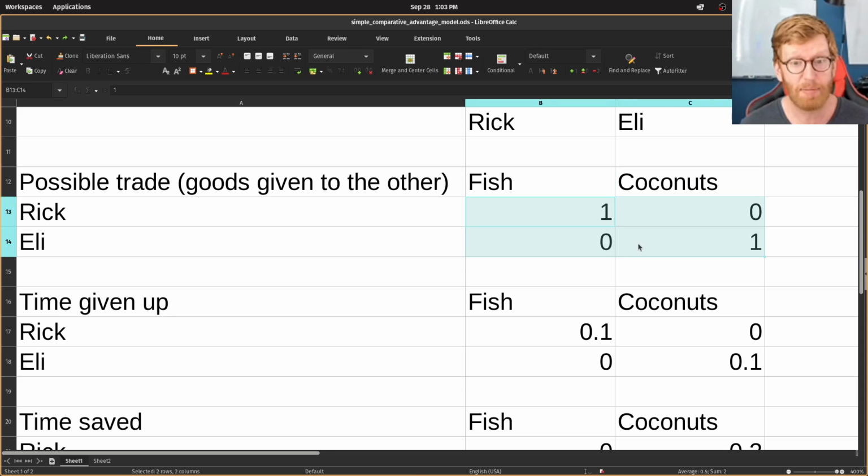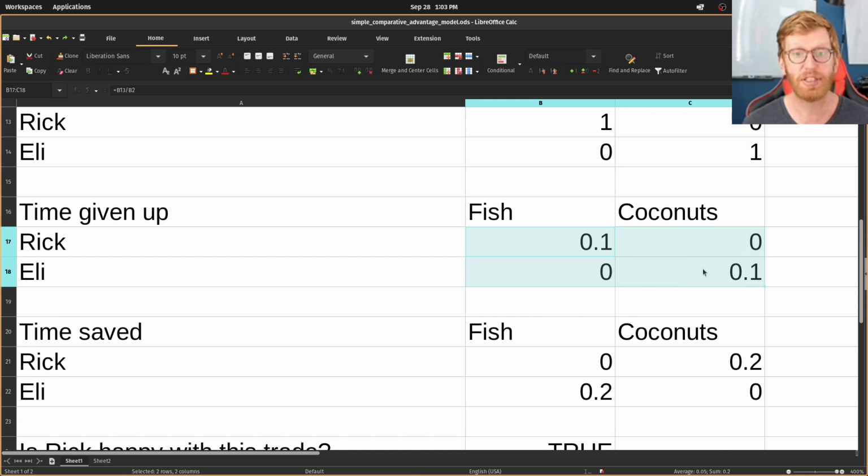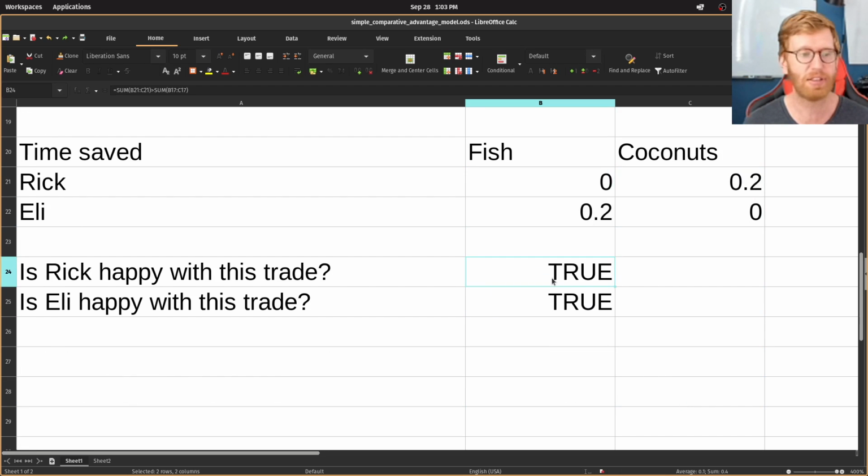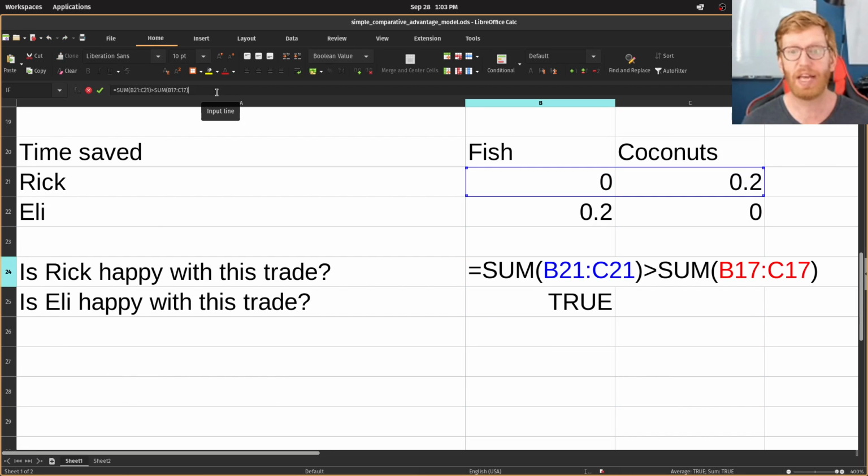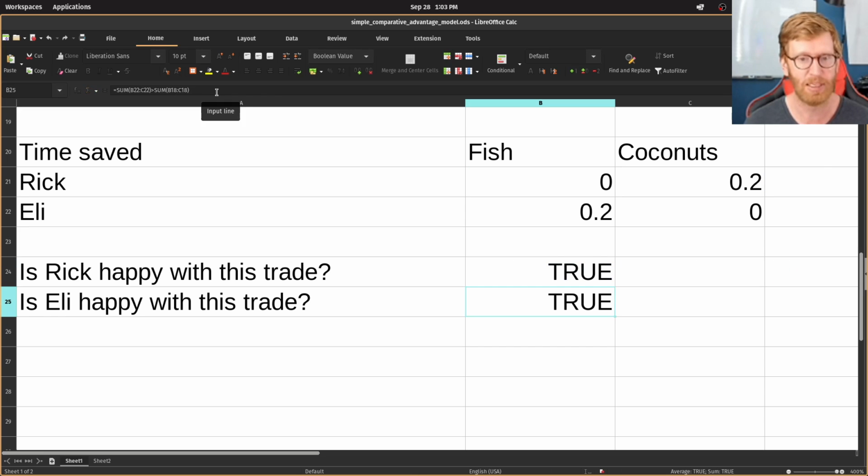So we've got this hypothetical trade. We've got the time it takes each of us, the time it saves for each of us, and then this function here is just adding up each of our time costs and each of our time savings and asking, do we save more time than we spent? Cool.